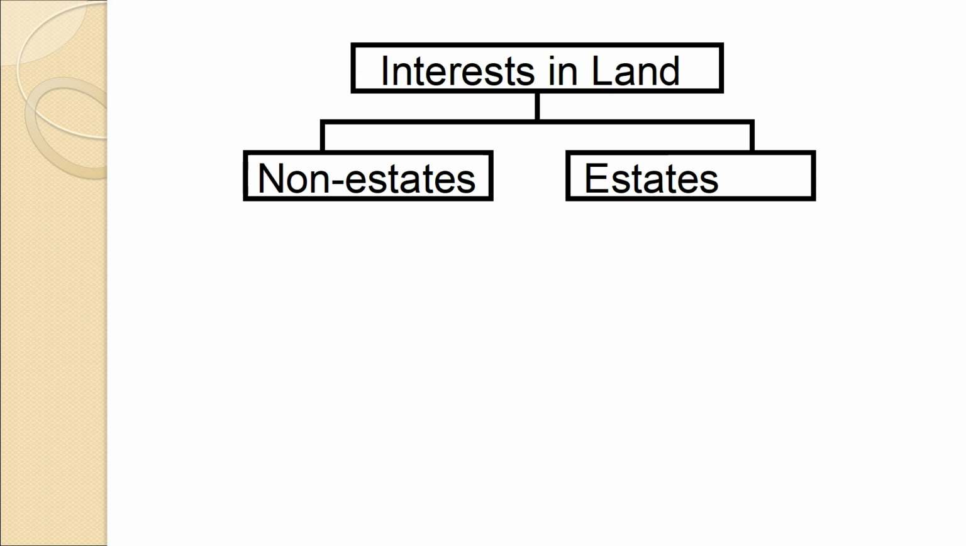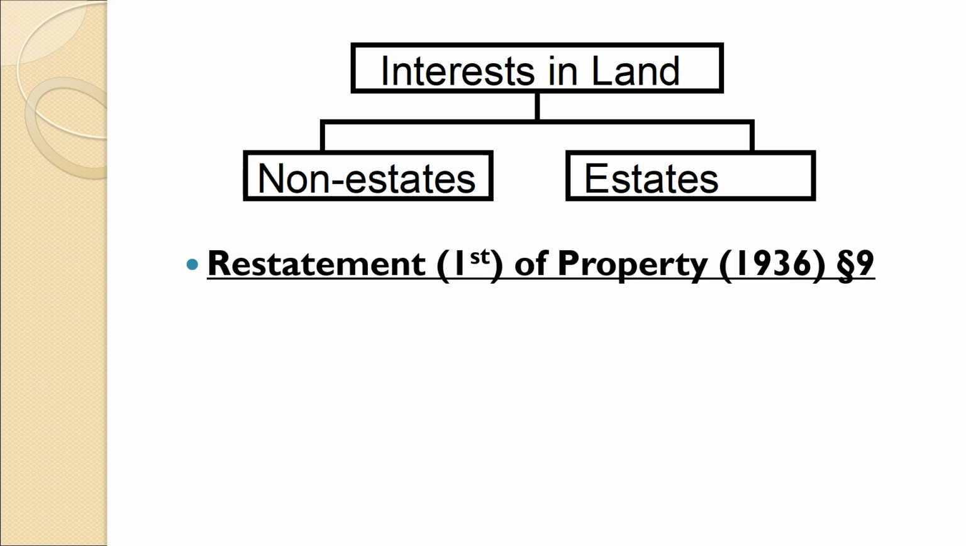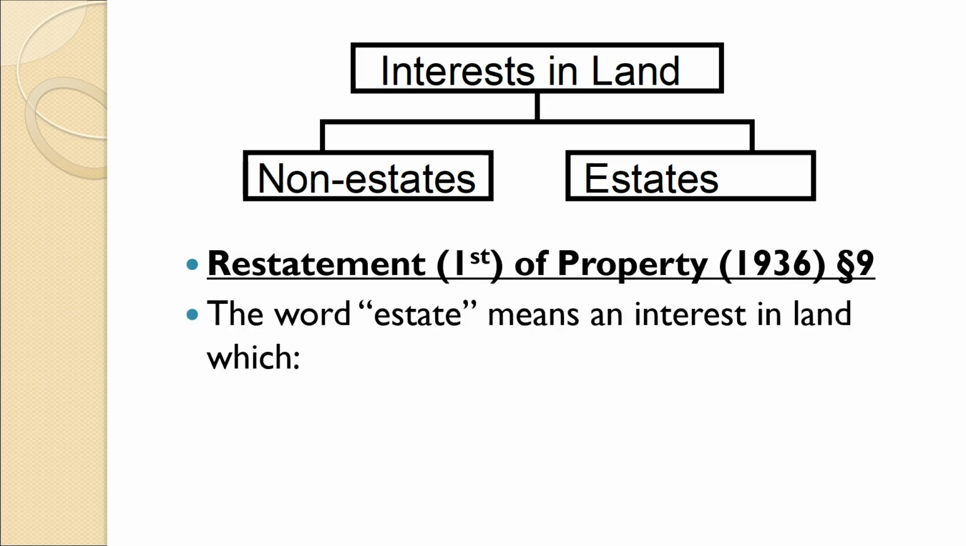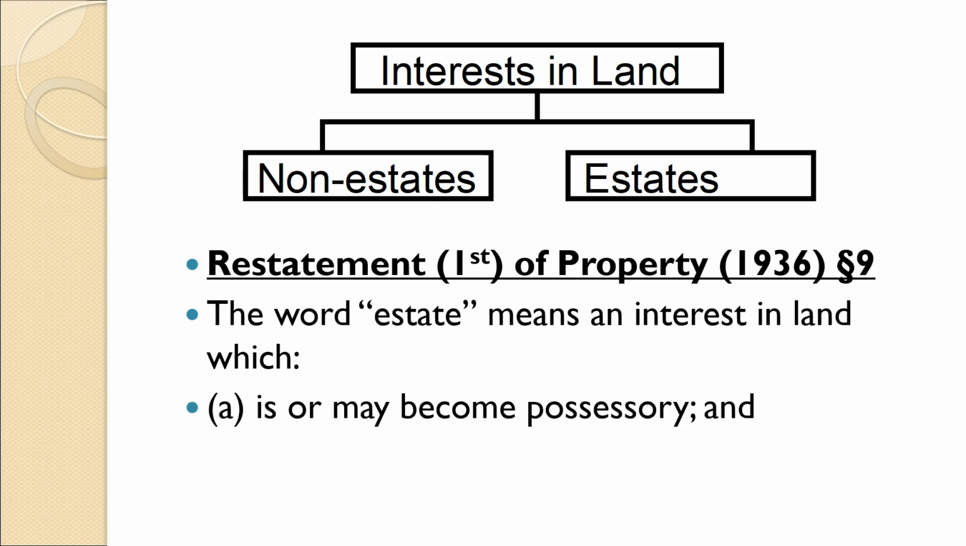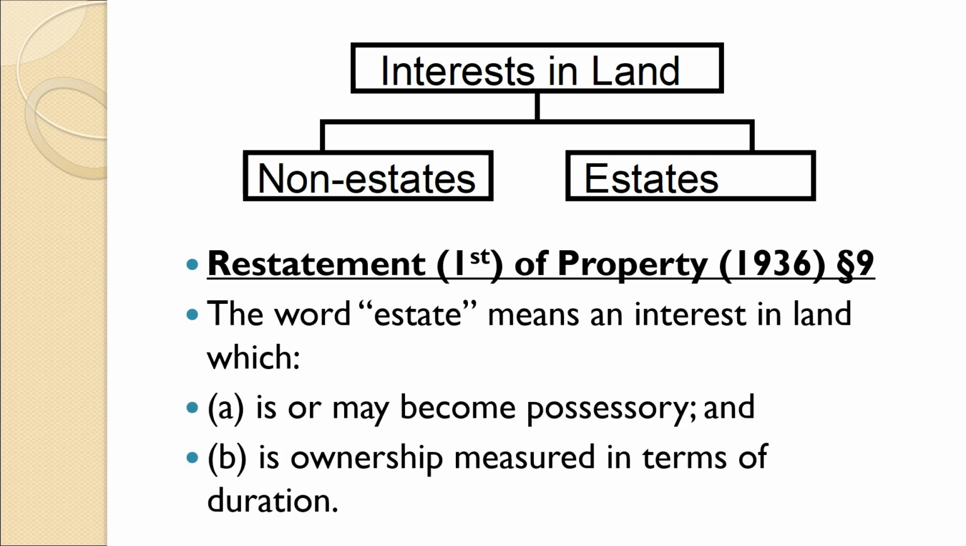Now, the legal meaning of the term estate comes from the Restatement of Property promulgated back in 1936. And the restatement tells us that the word estate means an interest in land which is or may become possessory and which is ownership measured in terms of duration. Now, it turns out that while this definition may seem a little dull to you, it actually contains tremendously useful meaning. What do we learn from it?